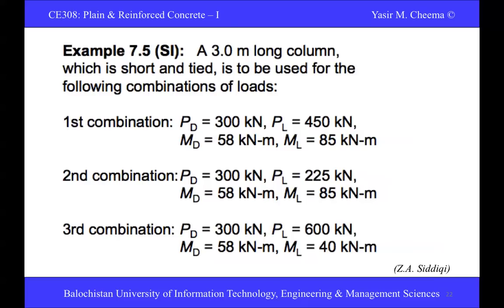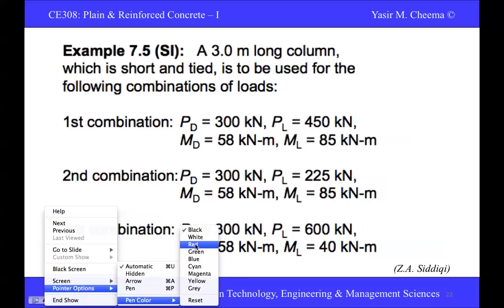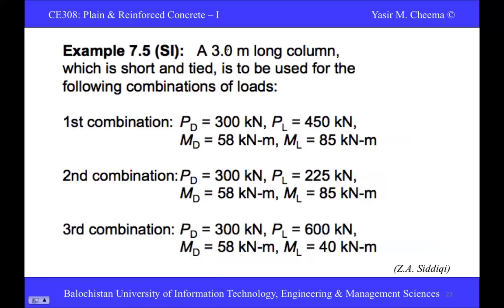So here in this example we have a 3 meter long column which is short and tight. You see here it's a tight column. It is to be used for the following combination of loads. It means there are three different kinds of loads acting on the column. The column is supposed to support these three kinds of loads.